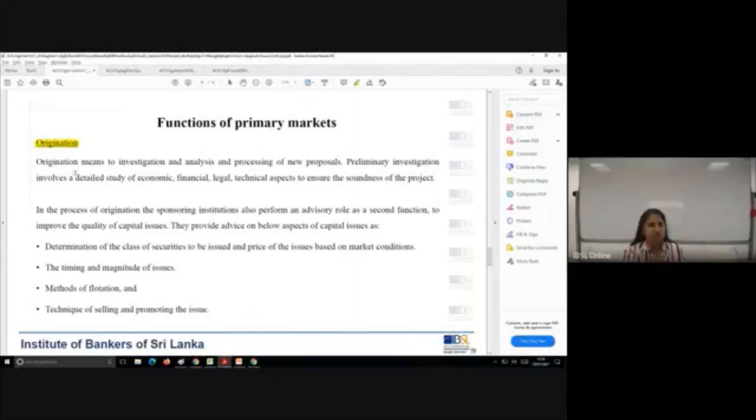Determination of the class of securities to be issued, the price at which it can be issued, the timing and the magnitude, which means at what time you are going to issue it and what quantum, the quantity, you are going to issue. What method you should use for listing, and what is the technique for promoting this issue. So all these are given as advice. Let's see whether this has been done for one of the share issues.